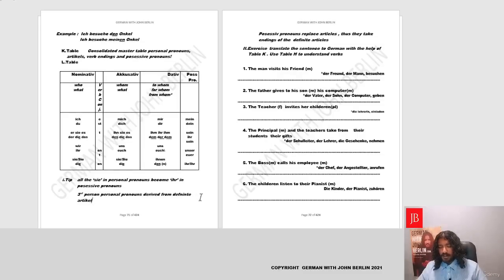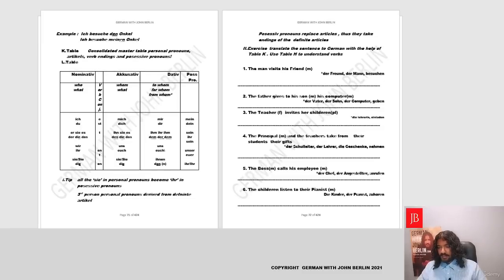Okay. Now with that in mind, I would suggest let's attempt a few questions on our right and see if we can use the possessive pronouns and translate the sentences into German. So let's do the first sentence together. The man visits his friend. So who visits? Let's go to who. That's nominative, yes. So we'll say who, it's the man. Man is masculine, so we'll say der. And we'll write here, der Mann.